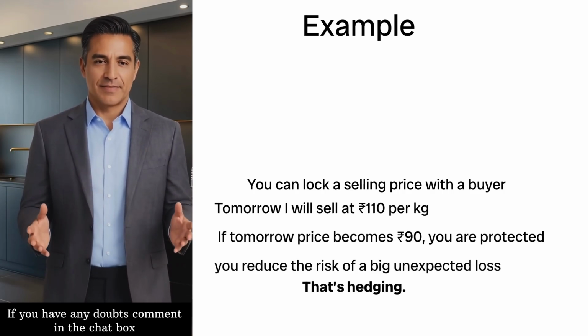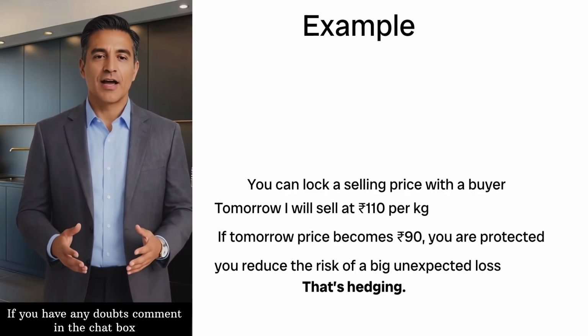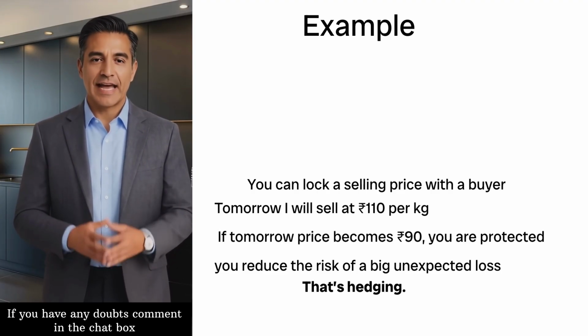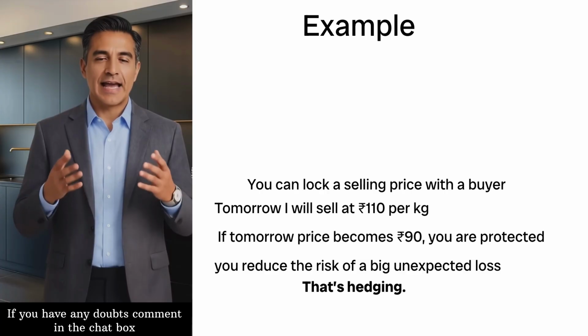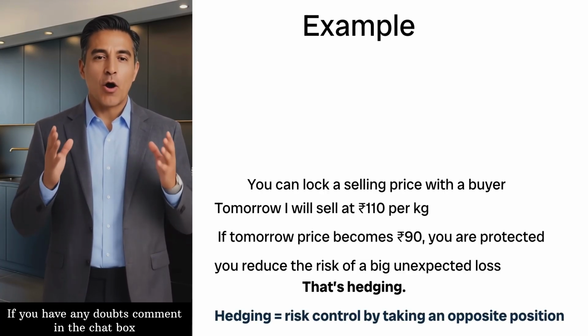That is hedging. Another simple example is when a business locks its future fuel costs using a contract so it doesn't suffer from sudden price spikes. They are not gambling, they are controlling uncertainty. So, the simple definition is: hedging is risk control by taking an opposite position.